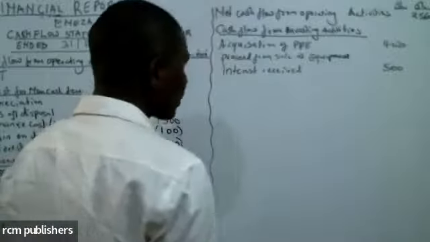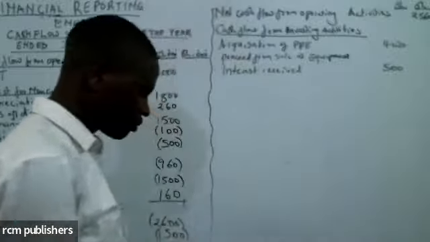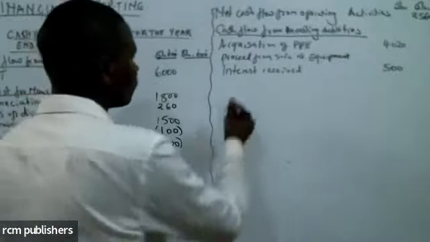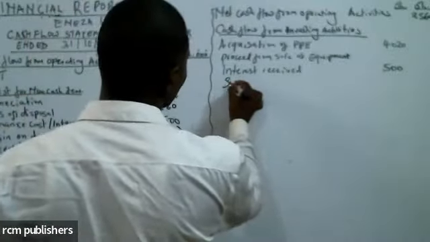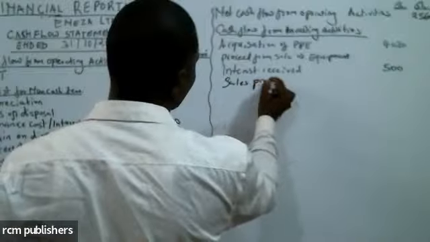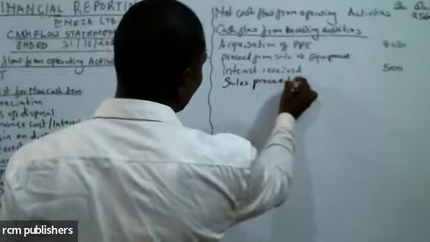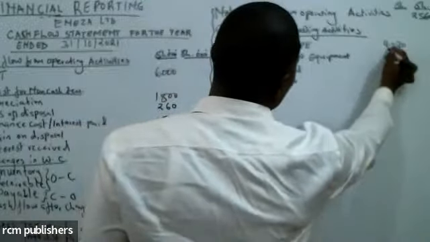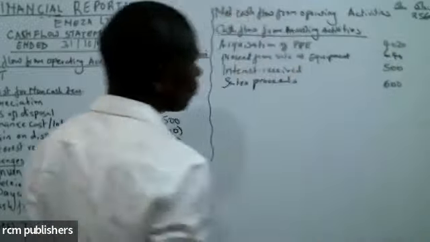Then there was also another disposal. There was also another sale, we sold another item. Sales proceeds. This was 640. What else do we have?